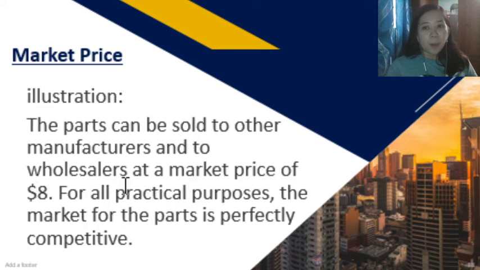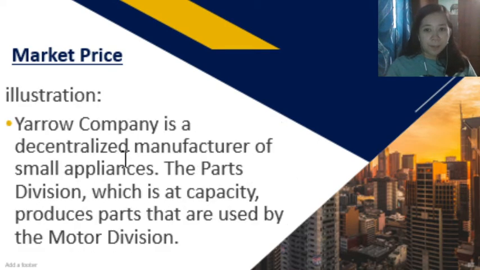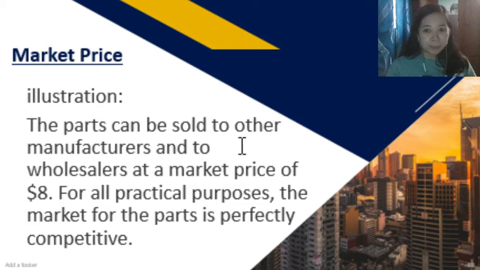The parts that are being produced by the parts division can be sold to other manufacturers and to wholesalers at a market price of $8. So based on this, the product of the parts division has a market that is considered to be perfectly competitive. That's why they can set the transfer price at the maximum of $8.